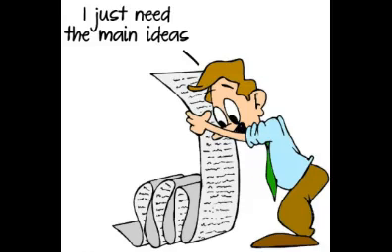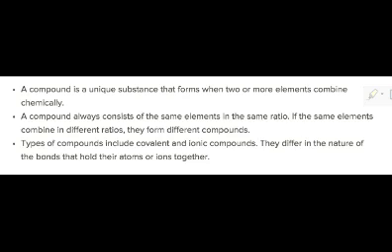Okay, so let's summarize. A compound is a unique substance that forms when two or more elements combine chemically. A compound always consists of the same elements in the same ratio. If the same elements combine in different ratios, then they form different compounds. Types of compounds include covalent and ionic compounds. They differ in the nature of the bonds that hold their atoms or ions together.